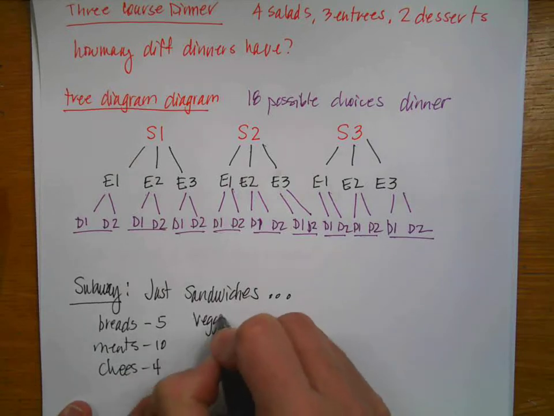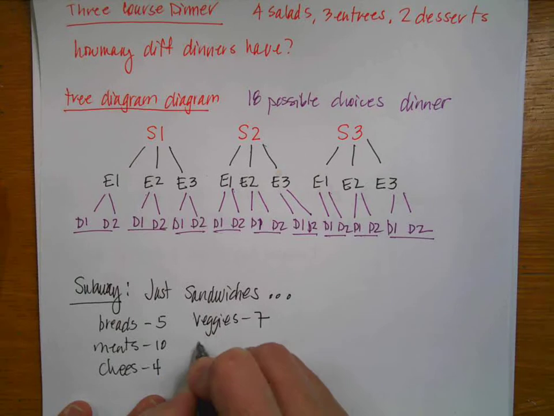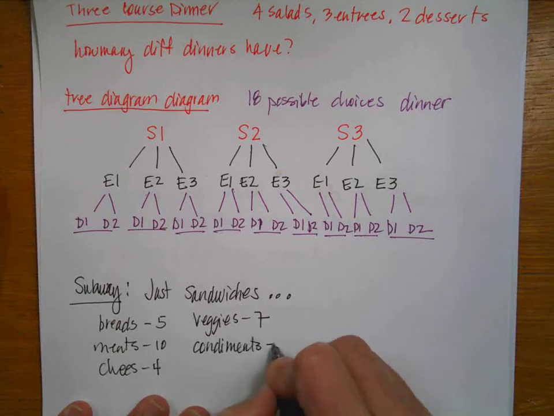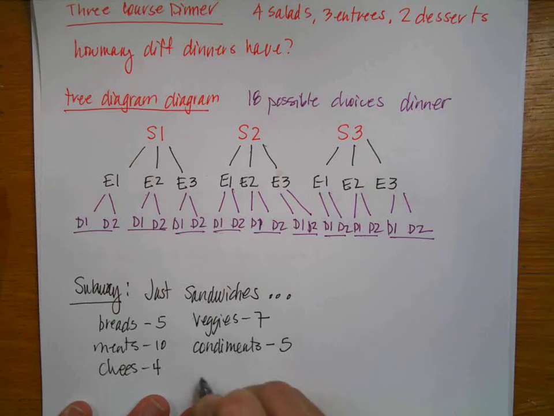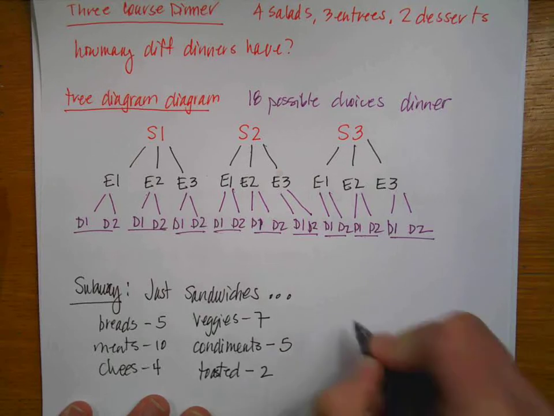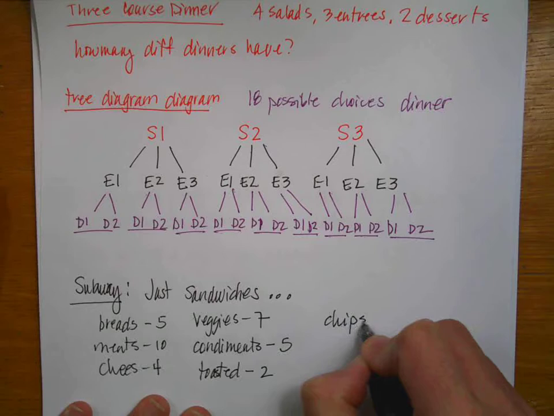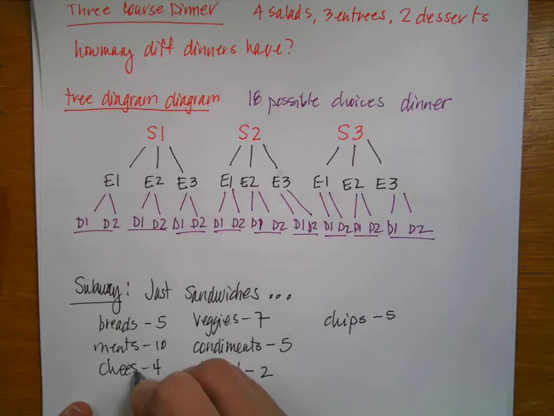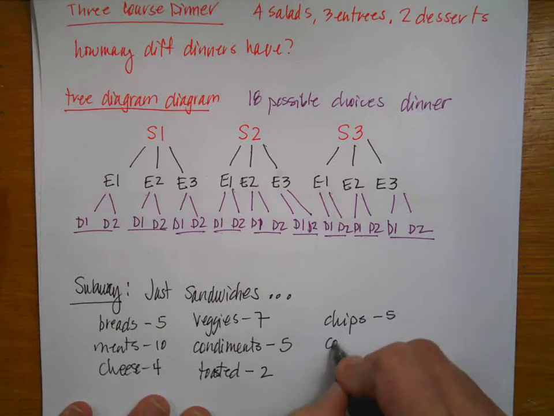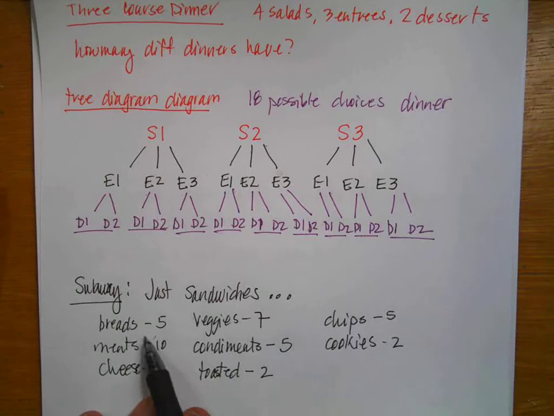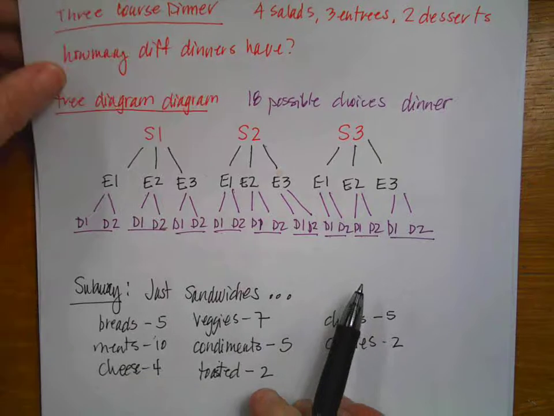And then we have to talk about our veggies, and then we have to talk about what condiments, meaning like your salad dressing, salt and pepper, whatever. And then we want to know if you want it toasted or not. And then we're going to talk about, do you want chips? And then we're going to talk about cookies. So you can see if we had to do this for this many different options, that could be crazy.